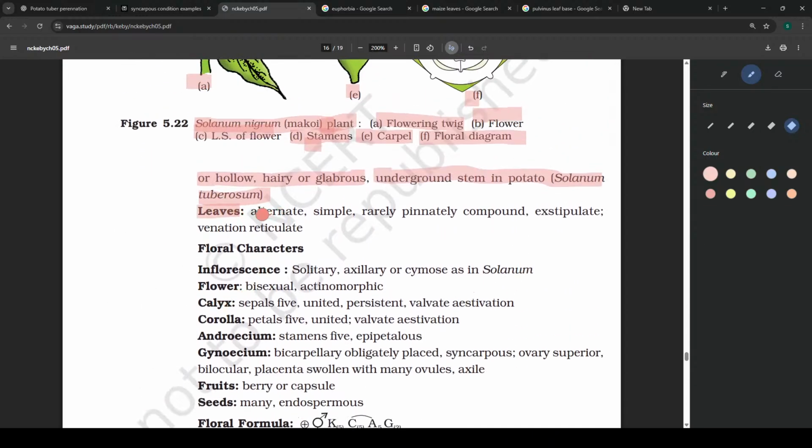Now, leaves are alternate, simple, rarely pinnately compound, exstipulate, and the venation is reticulate. Alternate leaves, they're simple leaves, rarely pinnately compound. They can be simple or rarely they will be pinnately compound. Exstipulate, venation is reticulate.